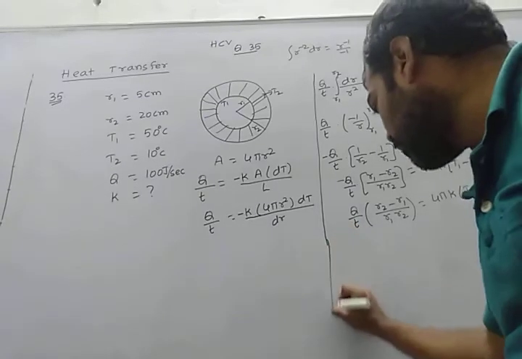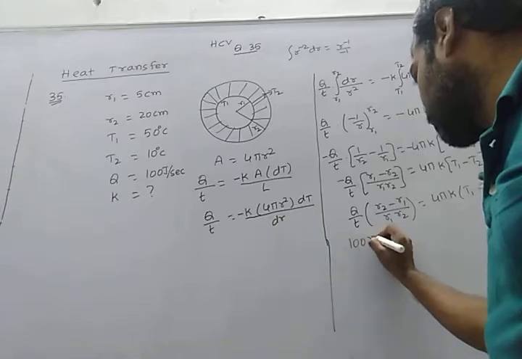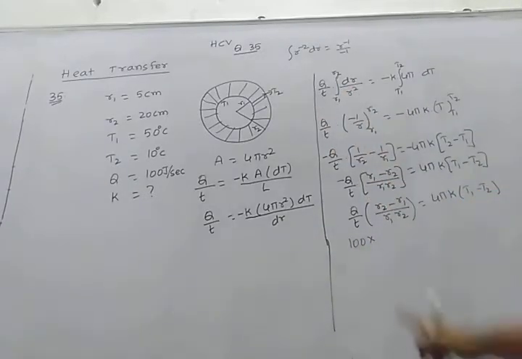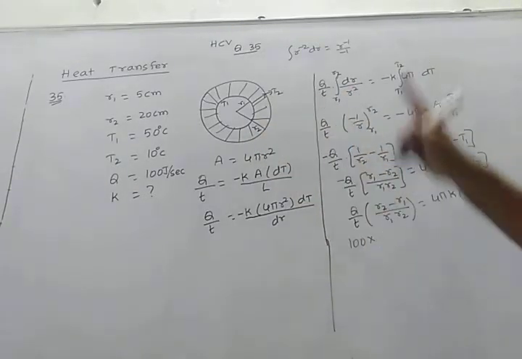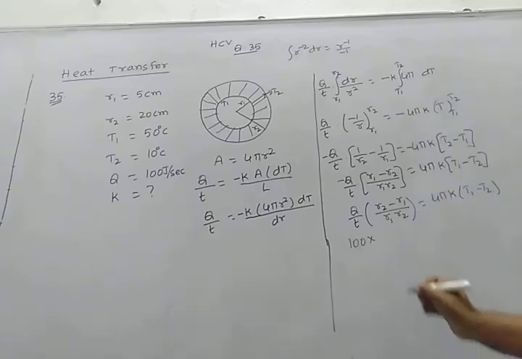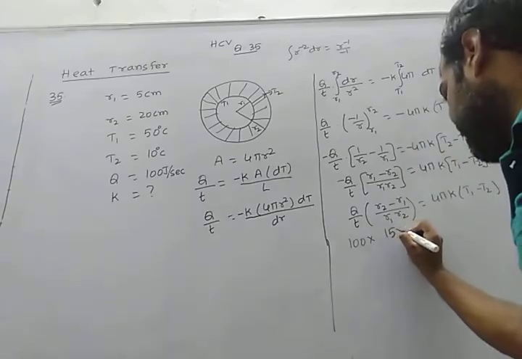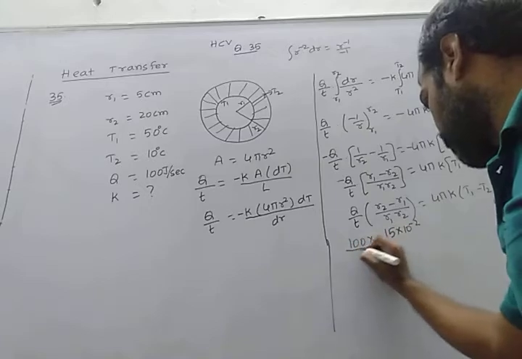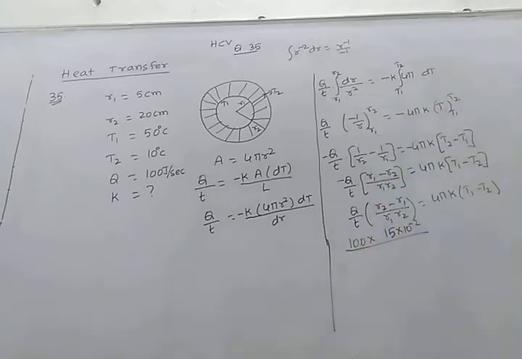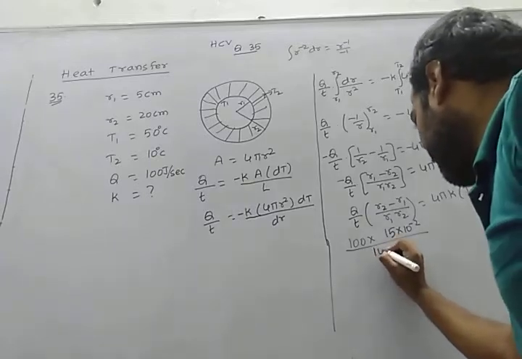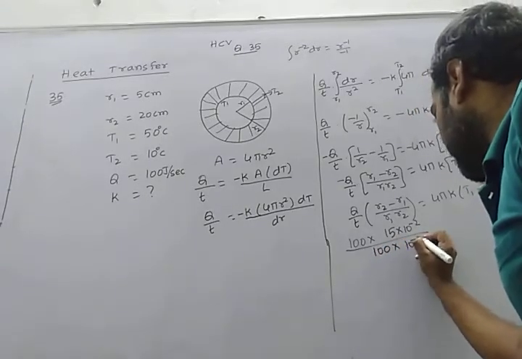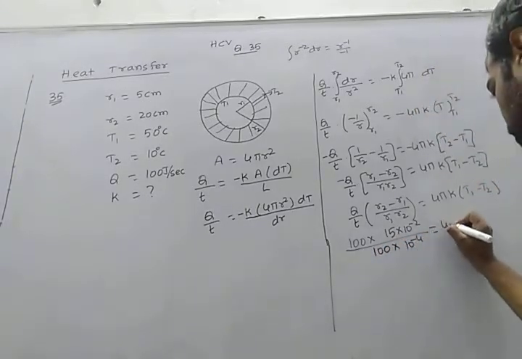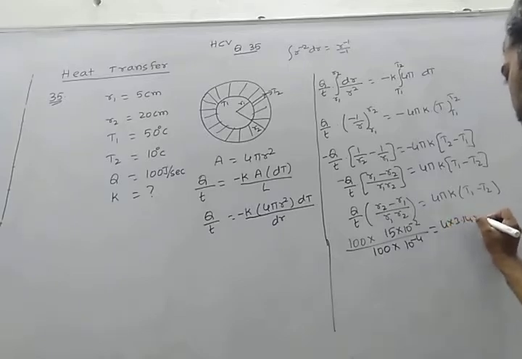Substitute the values: q by t is 100 joule per second, r2 minus r1 is 15 centimeter, divided by r1 r2, that is 100 into 10 power minus 4, equals 4 into 3.14, and the change in temperature I can write as 40, into k.